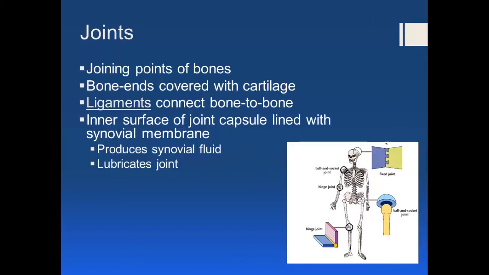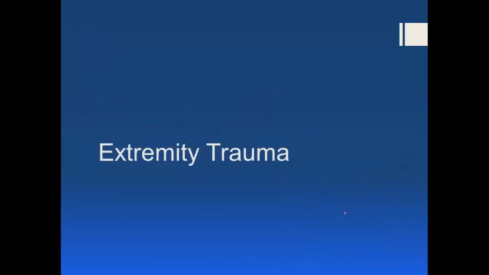And we have different types of joints. In the skull here, we've got a fixed joint. Your hip and your shoulder are ball and socket joints. Your knee and your elbow are hinge joints. So that's our overview of the system. I'm going to talk now about trauma, extremity trauma associated with the system.